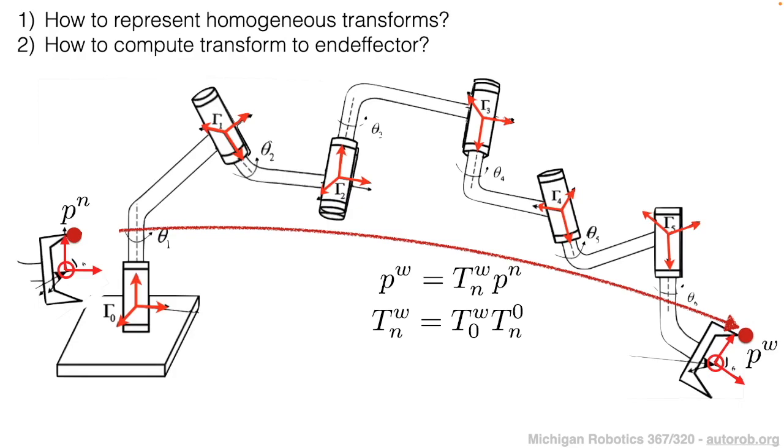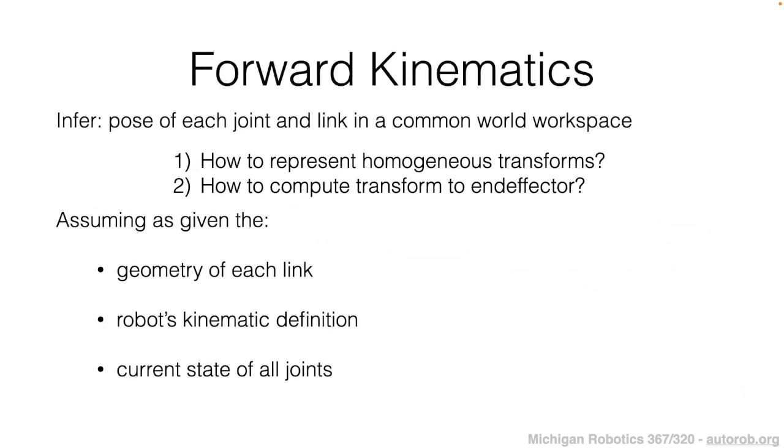we represent what we call homogeneous transformations? So these are transformations that allow us to apply both rotation and translation in one single matrix multiply. And second, how do we compute the transform to the end effector? So how do we actually compute this value t sub n superscript w? So this ultimately is what is going to be the 2 key processes within forward kinematics.